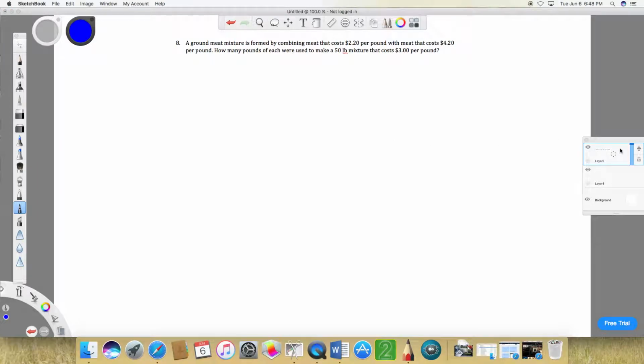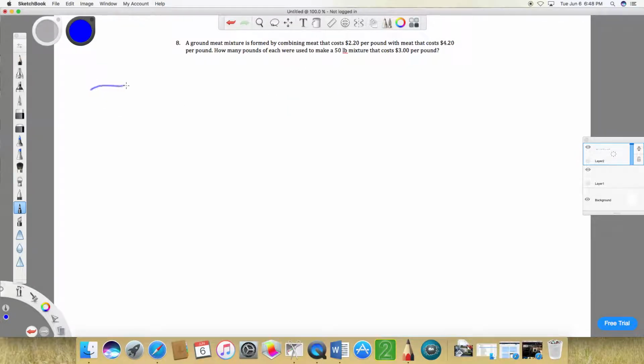Let's take a look at this word problem. It's a mixture problem. We have a ground meat mixture is formed by combining meat that costs $2.20 per pound with meat that costs $4.20 per pound. How many pounds of each were used to make a 50-pound mixture that costs $3 per pound? So let's do this with the bucket method and then with the seesaw method.